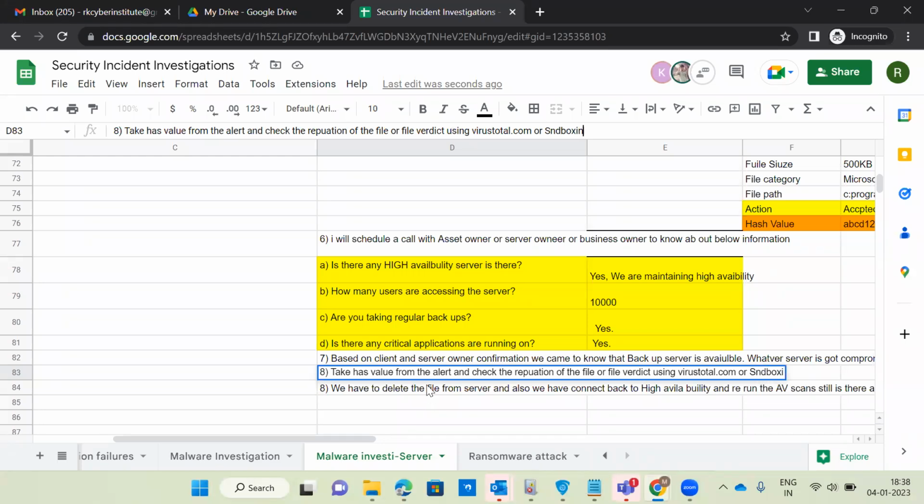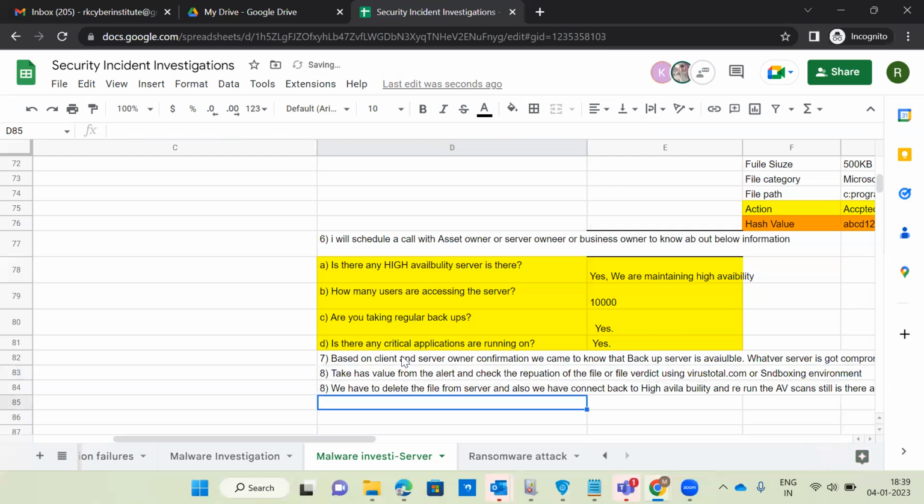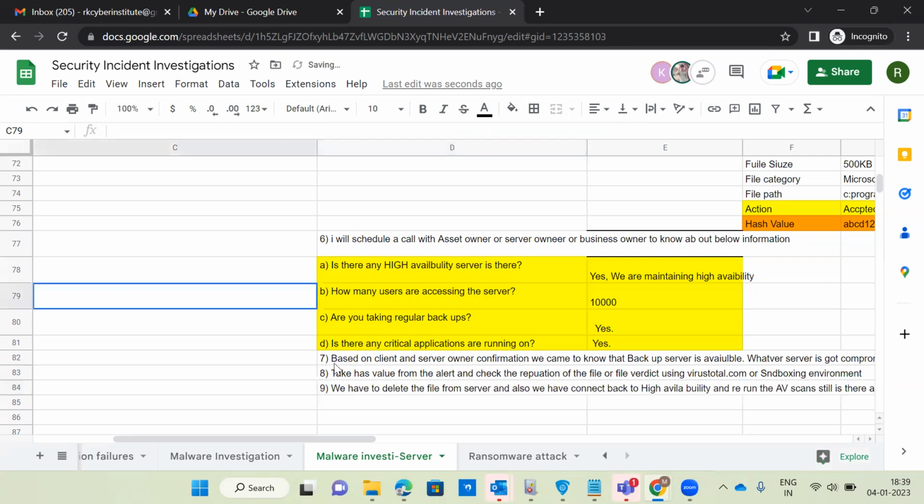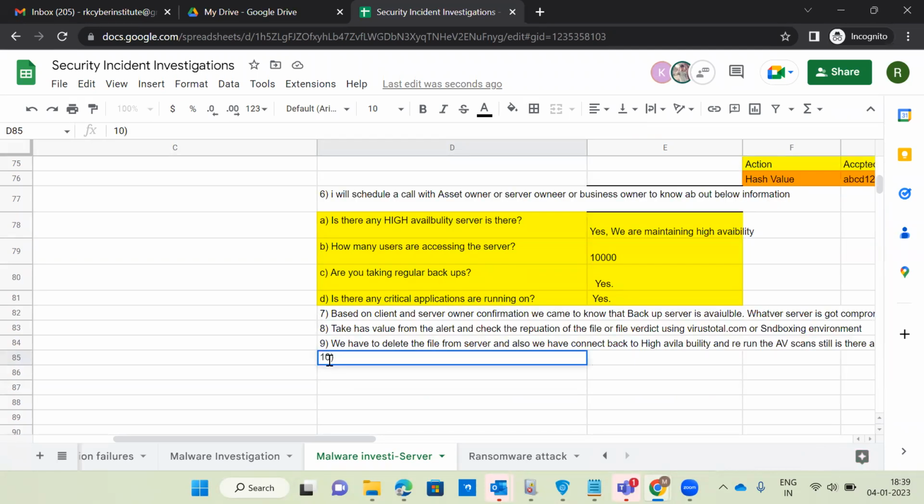After that, based on the verdict, 99% if it is a true positive scenario, we have to delete the files, rerun the antivirus scans, and connect it back to high availability, within whatever SLA there is, say 4 hours. We have to rerun the antivirus scans and still see whether infection is existing. Later, bring it back to normal operations.